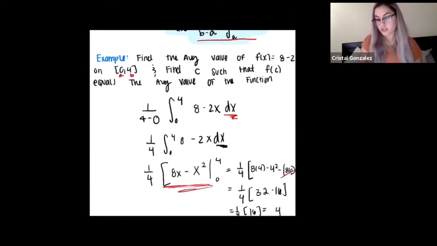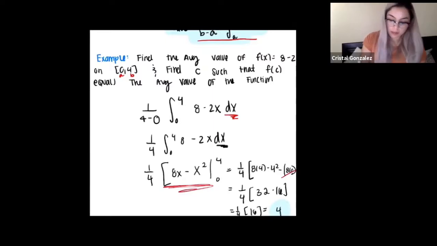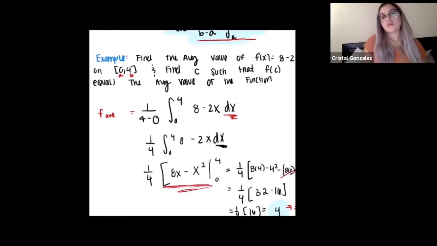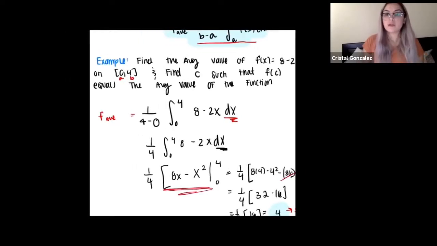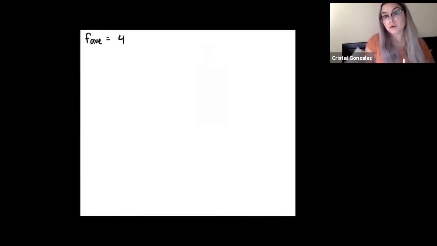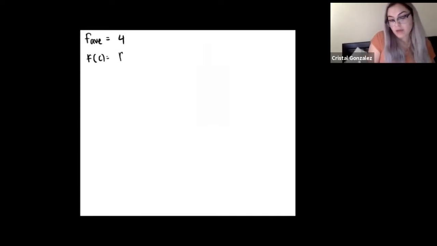So here, this is our average value. So our f_av, which I probably should have put here, is equal to 4. Okay, and now our second job is to find the c such that f of c equals the average value of a function. Let me turn that page and go here. So we know that our f average is equal to 4, and we need to find a value c such that f of c equals f_av.